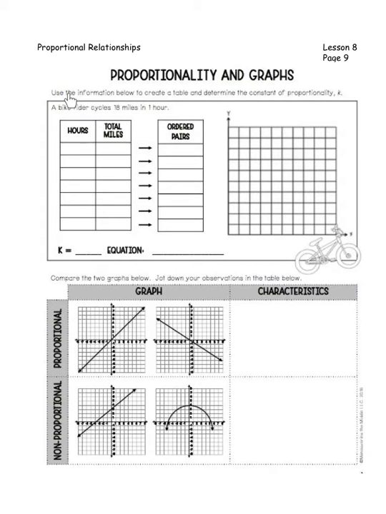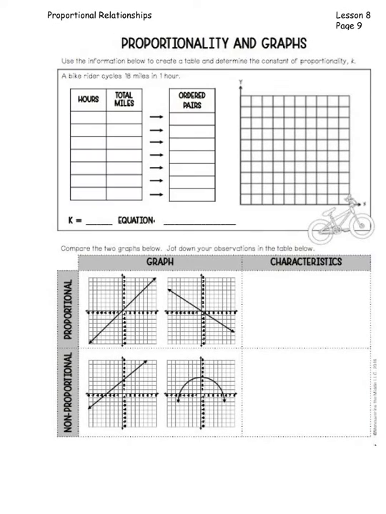So it starts out asking us to use the information below to create a table and determine the constant of proportionality, which we also call K. And here's the information they gave us. A biker rides 18 miles in 1 hour. And if we look, we see hours, that must be our X value, and miles is our Y value. So let's start filling this in.